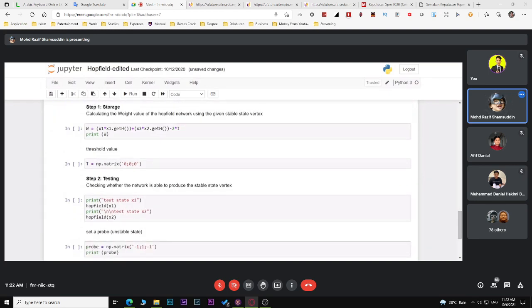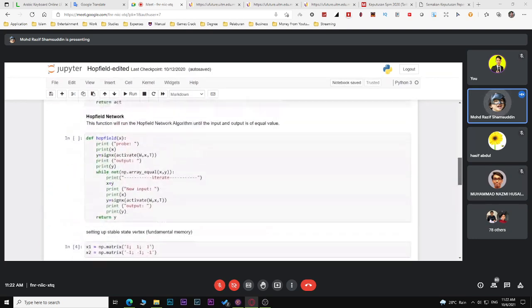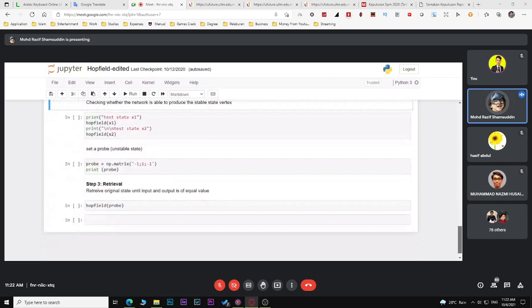So weight yang ini weight yang kita kira lah. Weight yang dalam buku teks Y1 times Y1 transpose plus Y2 times Y2 transpose minus 2 times identity matrix, kita dapat macam ni. Sama tak dalam buku? Sama sih. Okay. Right, so ini adalah threshold, semua zero. Sebab saya punya function tadi dia terima threshold kan untuk dia punya activation, nampak tak ni? Dia terima threshold, so kita set up lah threshold tu. Okay.